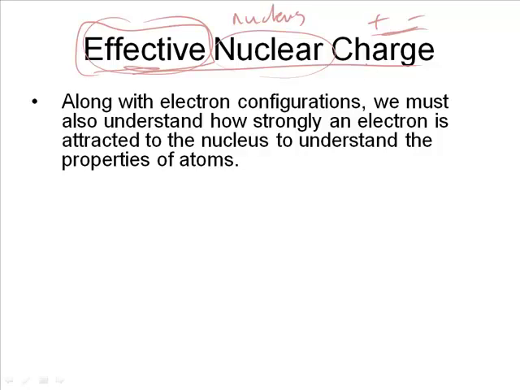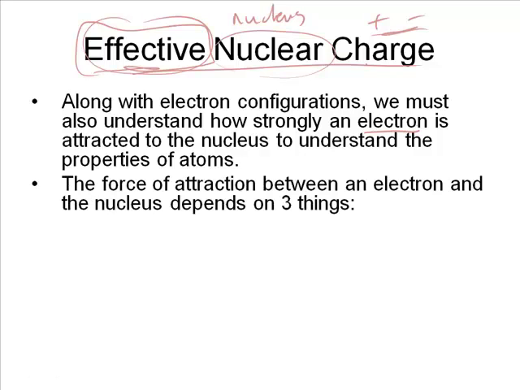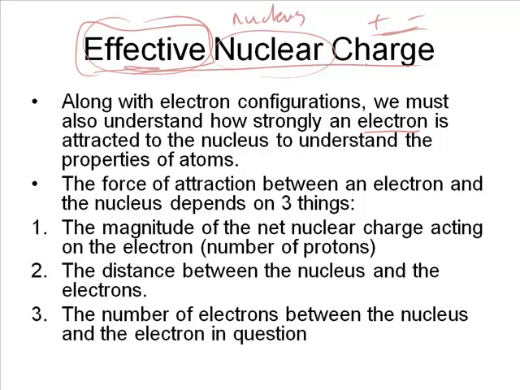So along with electron configurations, we also have to understand how strongly an electron is attracted to the nucleus to understand the properties of different atoms. And there's basically three different things that affect how strongly an electron is attracted to the nucleus. One of them is the magnitude of the net nuclear charge. And basically what that means is the number of protons. As the number of protons increases, the strength of the attraction gets stronger. So the number of protons affects how strongly the electrons are attracted to the nucleus.